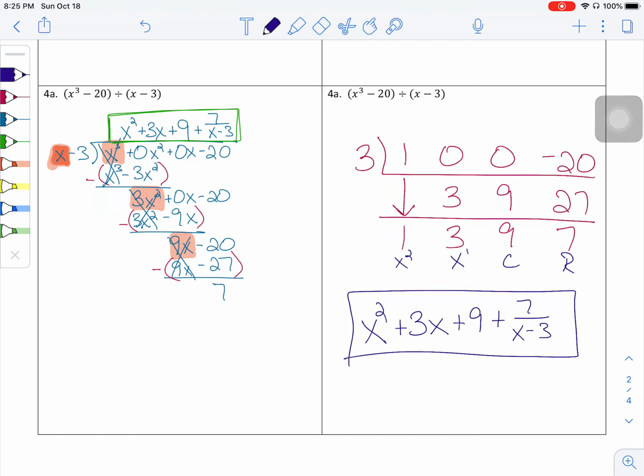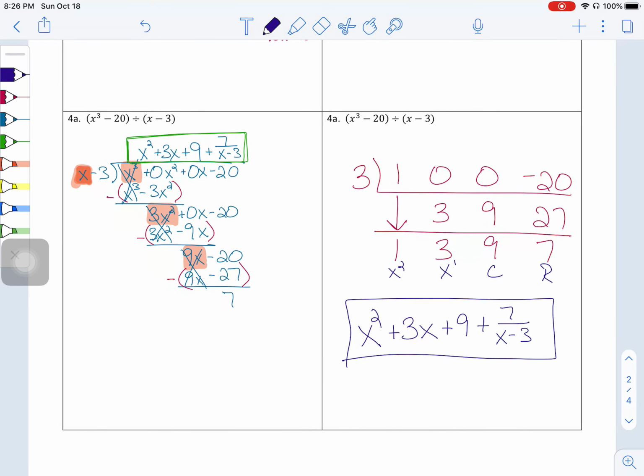Again, no surprise here that this answer matches what we did in the long division part. It's just a matter of, can you do synthetic or do you have to do long division? And honestly, if you choose to do long division, you can always do that. Synthetic division just has its limitations.